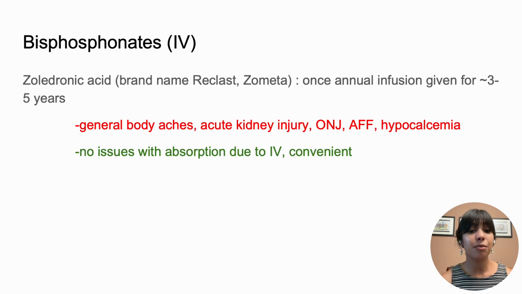Other bisphosphonates, this is the most common one that I use in my practice. This is zoledronic acid, which is Reclast or Zometa. This is a once annual infusion given for about 3 to 5 years. And a lot of patients like this because it's once a year. Main side effects can be general body ache, something called an infusion reaction, where they feel flu-like symptoms for a couple days after their first dose. It's pretty common. About 1 in 3 patients will experience this.